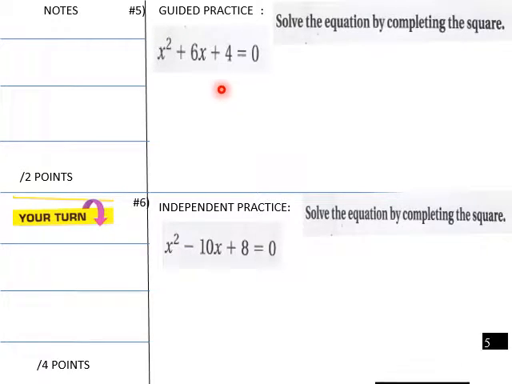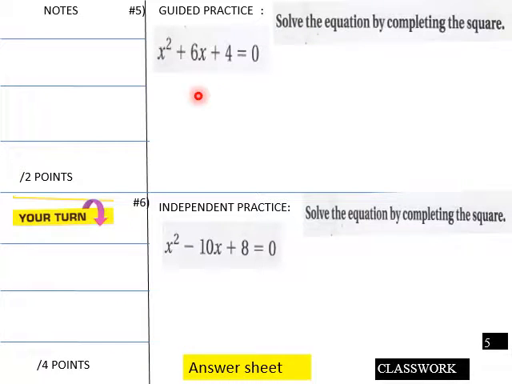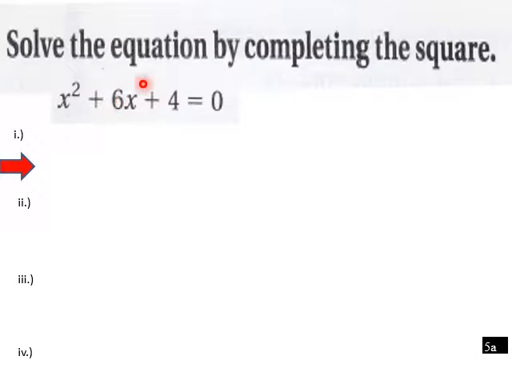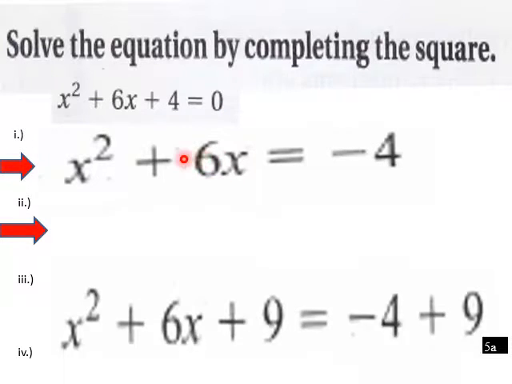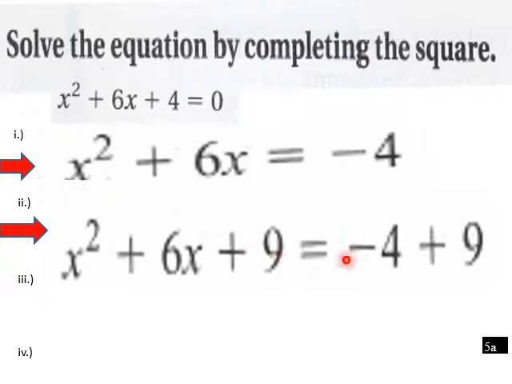Now, our guided practice, students. Let's do this now in class, and then your independent practice on your own. Solve the equation by completing the square. We have x squared plus 6x equals negative 4. We move this over here so we can set up taking 1/2 of this and squaring it, which is 9.